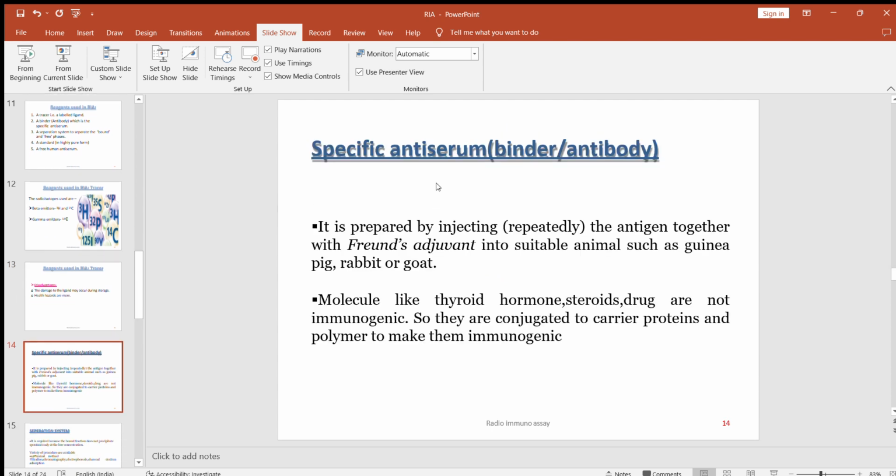This is the specific anti-serum. The specific anti-serum that is a binder or antibody is prepared by injecting the antigen together with the fervent adjuvant into a suitable animal such as guinea pig, rabbit and goat. Molecules like thyroid hormones, steroids, drugs are not immunogenic, so they are conjugated to carrier proteins and polymer to make them immunogenic.